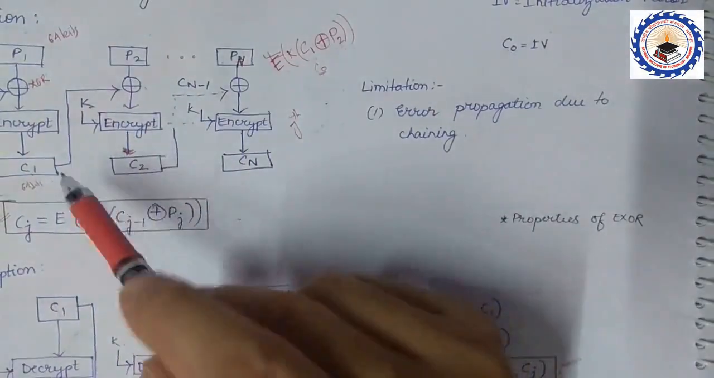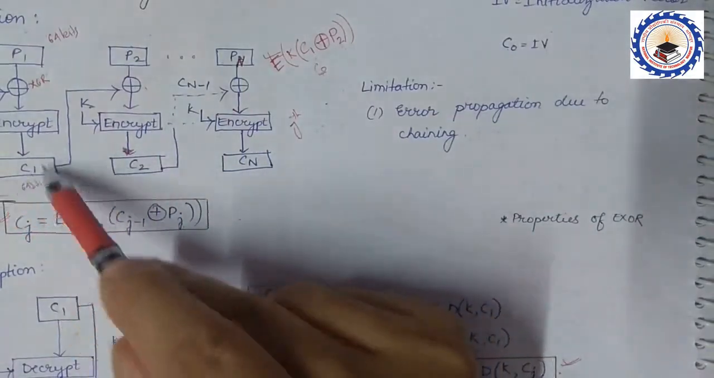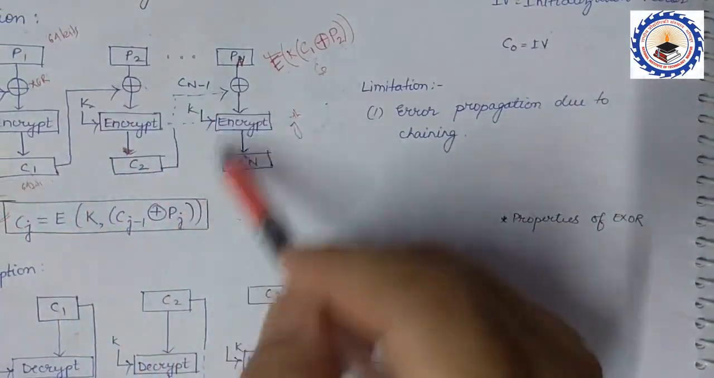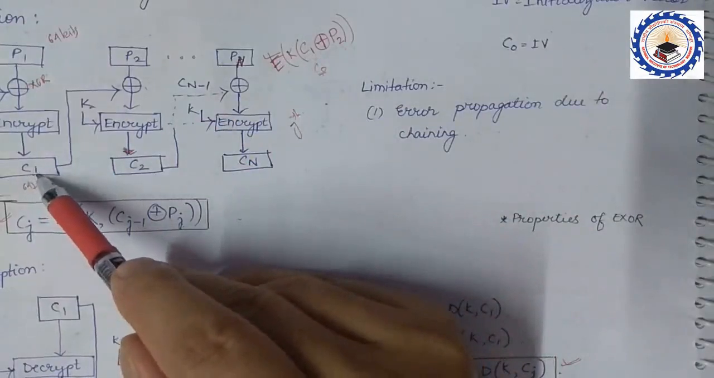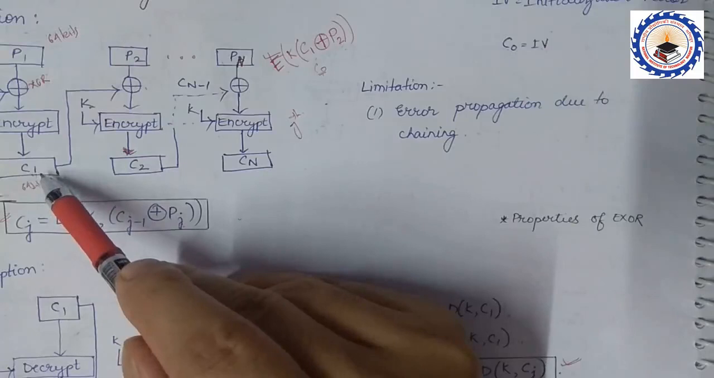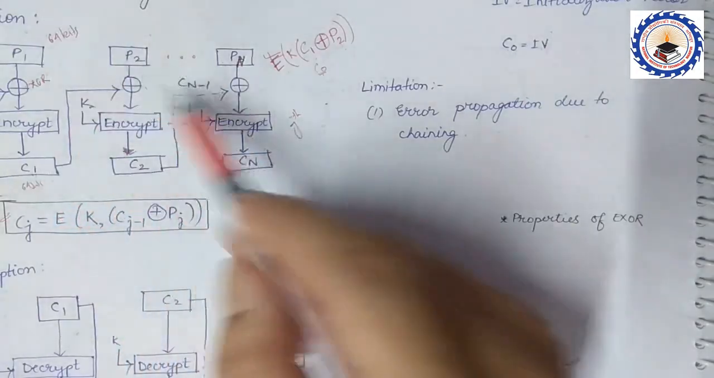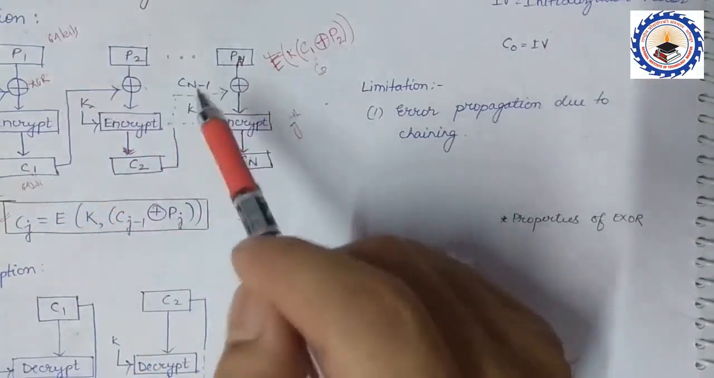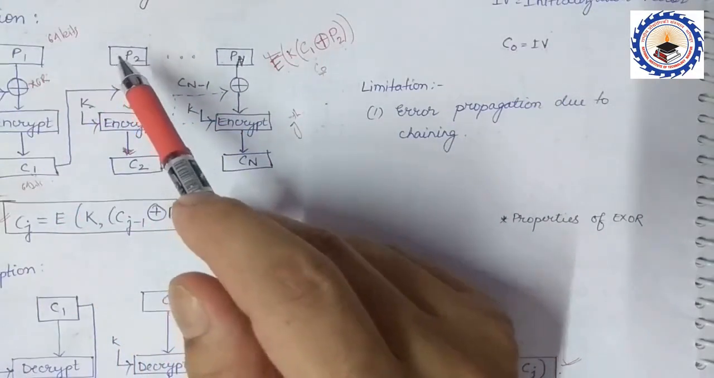But one of the disadvantages is that if I have an error at C1, it will propagate through all the steps. If I have an error even in one bit, due to transmission problems, maybe electric lightning, maybe manipulations, when 1 becomes 0 or 0 becomes 1, that particular bit error will propagate to the other steps. So this is one of the major disadvantages of the cipher block chaining mode.